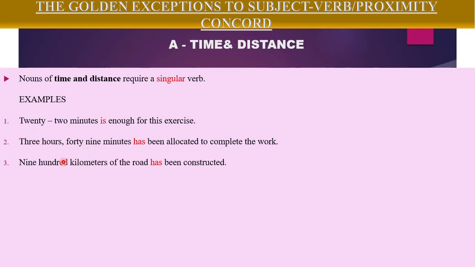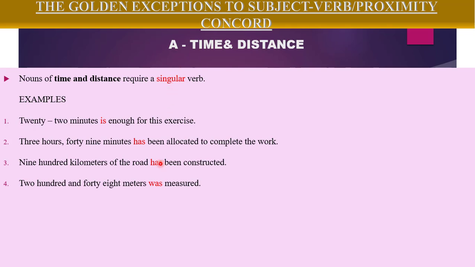In the third sentence, 900 kilometers of the road has been constructed. This is a noun of distance. Therefore, we will select a singular verb. Another one, 248 meters was measured. So whenever you have nouns of time and distance, you must go with a singular verb.